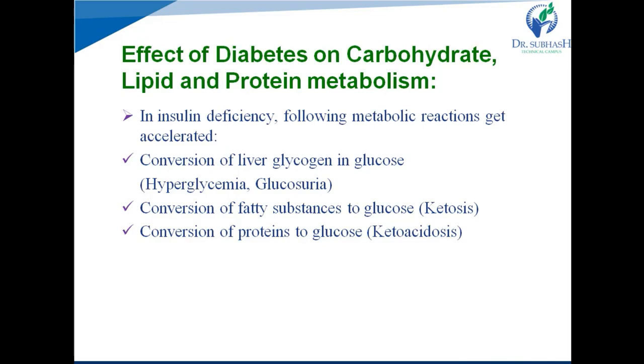Means carbohydrate metabolism is enhanced, and due to this metabolism more glucose is produced, which means hyperglycemia and glucosuria. Hyperglycemia means enhanced level of glucose in blood, and glucosuria means enhanced level of glucose in urine. Enhanced metabolism of fatty substances results in ketosis. By metabolism of fatty substances, ketone bodies are produced, and an enhanced level of ketone bodies produces ketosis. And conversion of proteins to glucose produces ketoacidosis, means enhanced level of ketone acids.